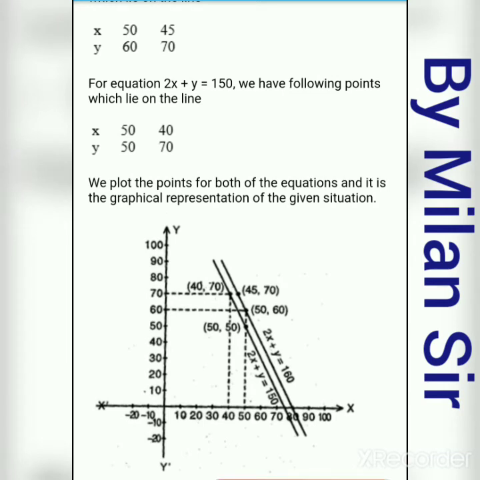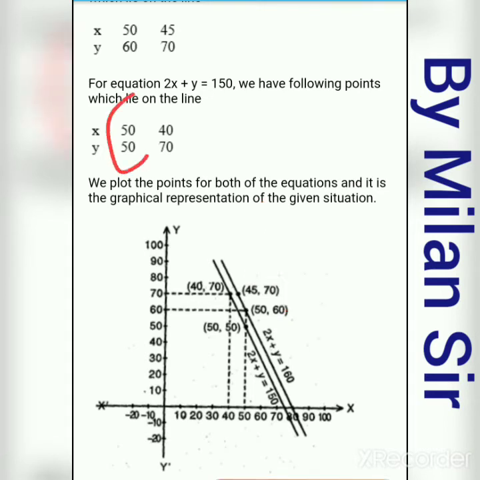Then draw the first line. The first point is x 50 and y 60. 50 is here and here 60. It will meet at this point. Second point is 45, 70. In x, 45 lies between 40 and 50, right? So here, and y is equal to 70. So this point. Draw one line which passes through these two points, 45, 70 and 50, 60. It is this line.